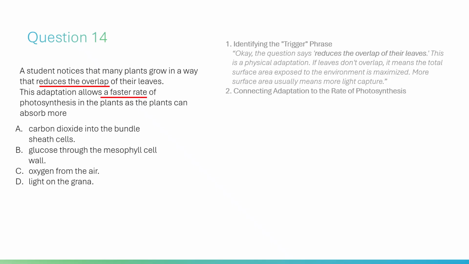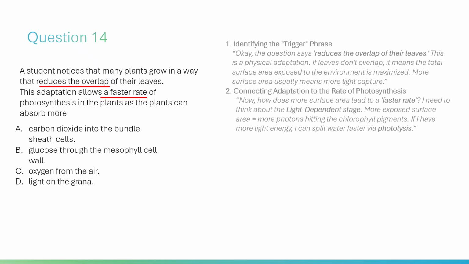2. Connecting adaptation to the rate of photosynthesis. Now, how does more surface area lead to a faster rate? I need to think about the light-dependent stage. More exposed surface area equals more photons hitting the chlorophyll pigments. If I have more light energy, I can split water faster via photolysis.